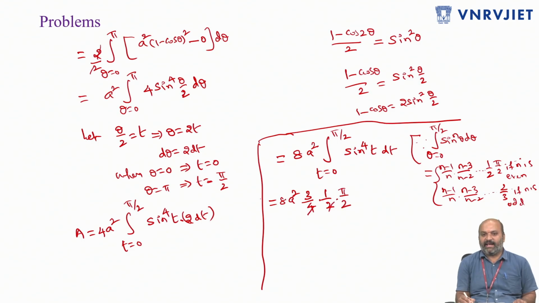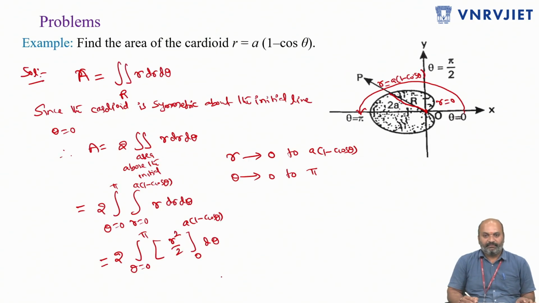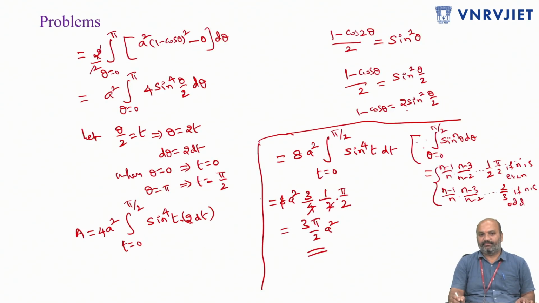Therefore, 4 into 2 is 8, and the 8 cancels. So it is 3 pi by 2 into a square. This is the area of the cardioid. Since it is symmetric about the initial line, we consider the region only above the initial line and take twice the integral, and we get the area. So this is the evaluation of area in polar coordinates.